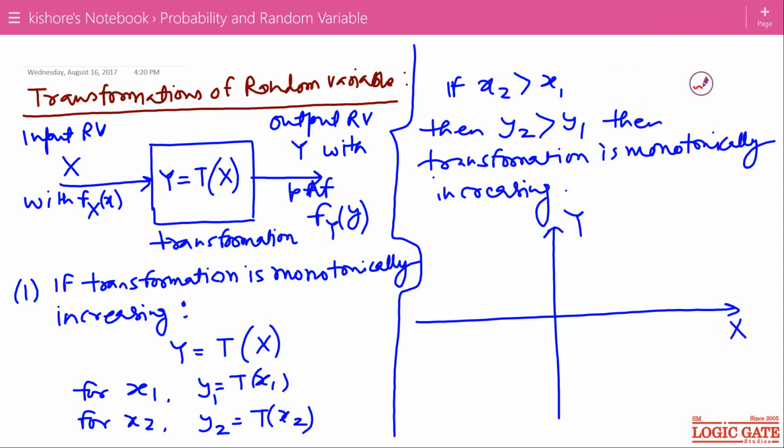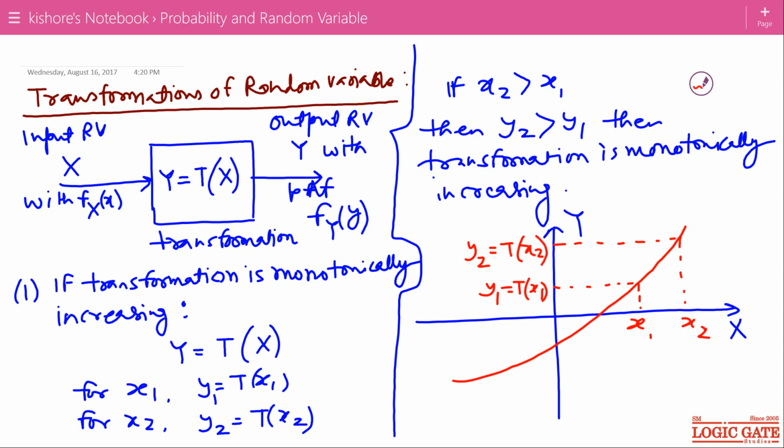Let us take an example of monotonically increasing curve, and we have two values, x1 and x2, where x2 is greater than x1, and the corresponding y's are y1 and y2. So in this monotonically increasing curve, we can see that x2 is greater than x1 and the corresponding y2 is greater than y1. Hence, this curve is monotonically increasing. Now, this transformation, monotonic transformation, is always one-to-one transformation. It means for unique value of x, we will get unique value of y.